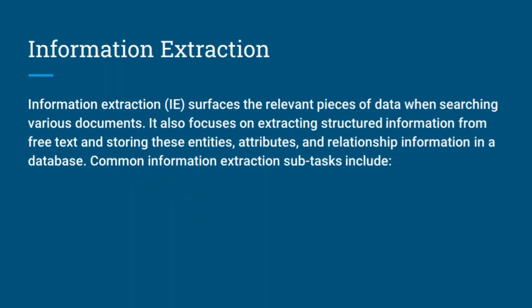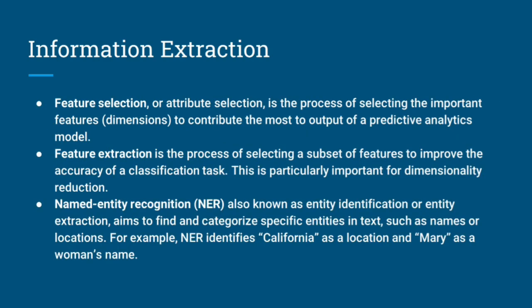Information extraction surfaces the relevant pieces of data when searching from various documents. It also focuses on extracting structured information from free text and storing these entities, attributes, and relationship information in a database. Common information extraction subtasks include feature selection, or attribute selection, which is the process of selecting the important features that contribute the most to output of a predictive analytics model. Feature extraction is the process of selecting a subset of features to improve the accuracy of classification tasks. This is particularly important for dimensionality reduction.